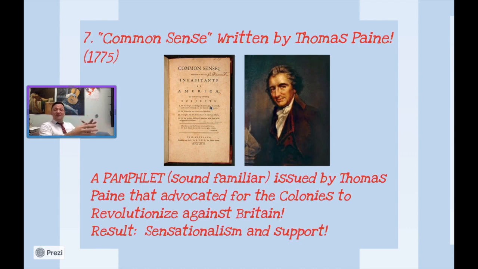The result of this led to massive sensationalism and a huge amount of support, and Americans begin to enlist in the Continental Army en masse, and the Continental Army would be led by none other than George Washington, right? And then, of course, as well, militias and Minutemen begin to form groups in their villages and things like that, and everyone begins to prepare for war.